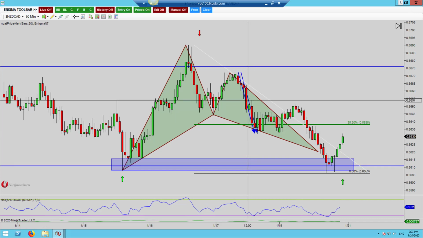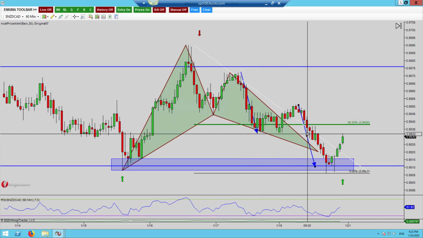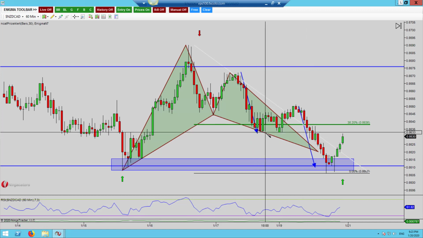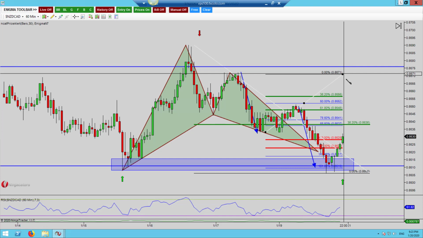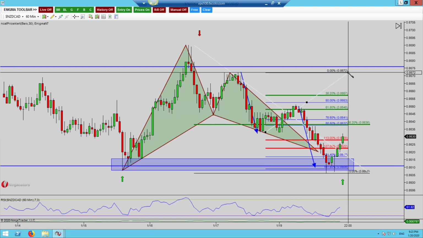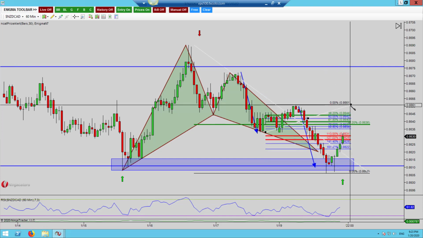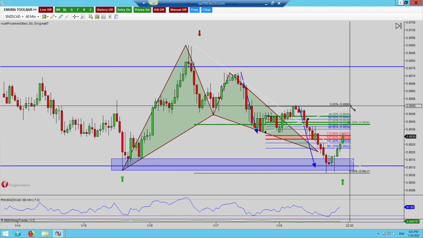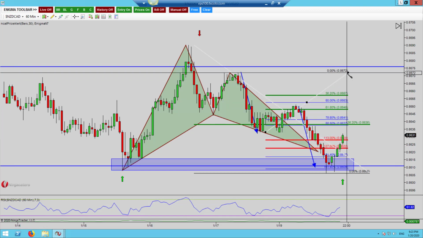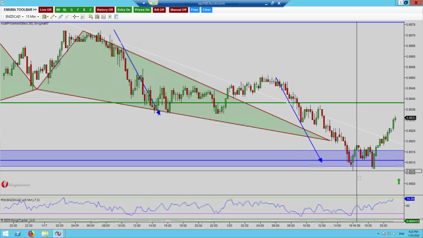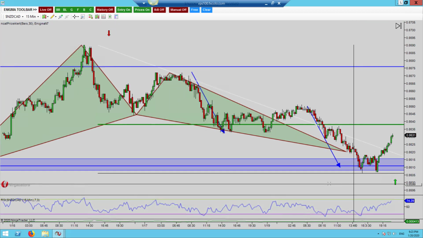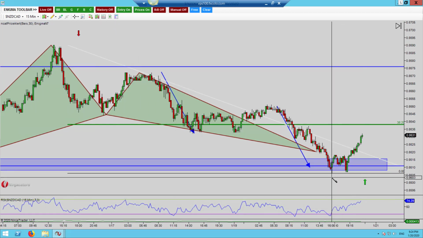I do always like to use more than one strategy, and as you can see, that AB equals CD pattern has completed. We throw on an extension, and you can see we've hit a 1618. We look at an inversion. Not really much there, to be honest with you, in terms of an inversion, but there is a 1618 extension. And as we drop one time frame lower, which is what we're allowed to do, and look for a rotation pattern, look at what we have just here. Absolutely beautiful.